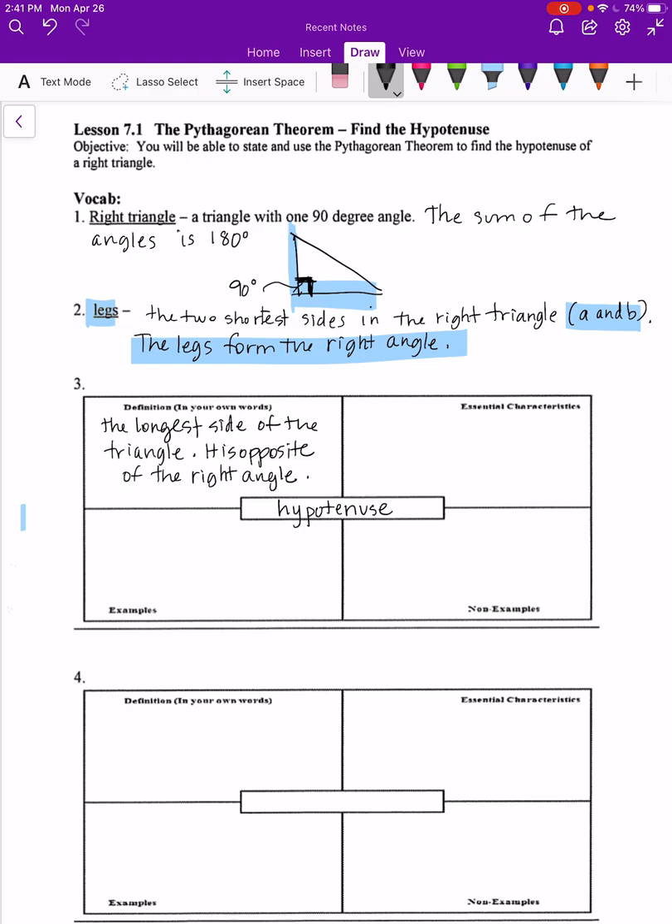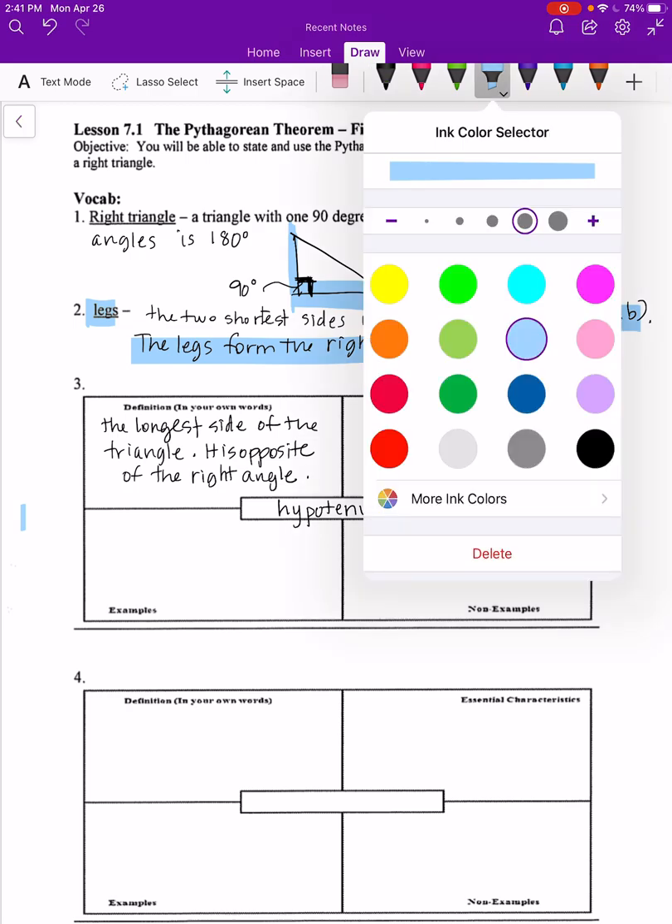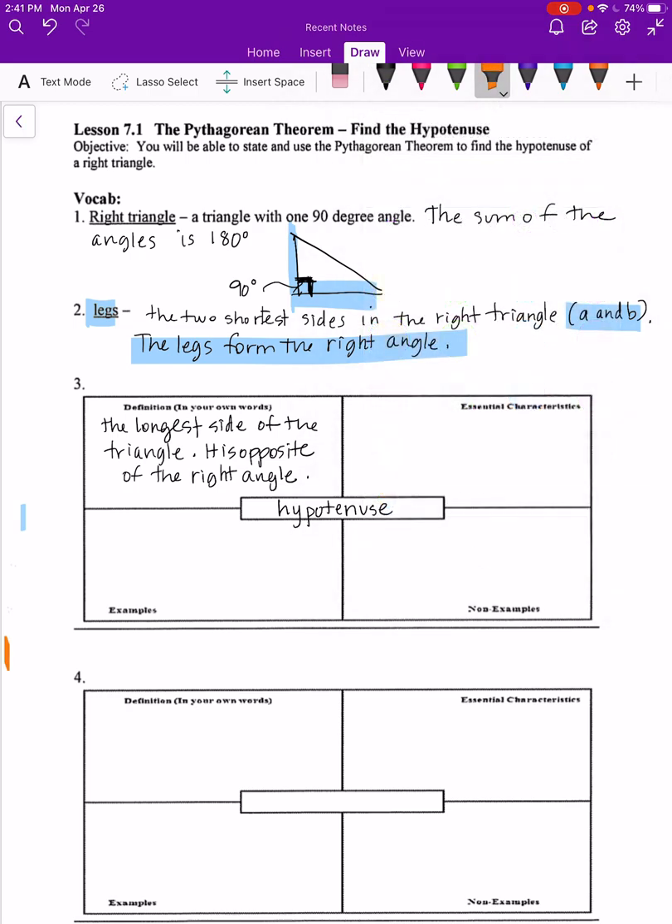All right, so usually I always make the hypotenuse in orange, so I'm going to pick up orange. This, ladies and gentlemen, is the hypotenuse. You can see how I highlighted it in orange. It's the longest side, and it's opposite of the right angle. So when I talk about opposite of the right angle, here's the right angle. See how it's right across from the right angle? I kind of drew a little arrow in there. Okay, so it's across from the right angle.